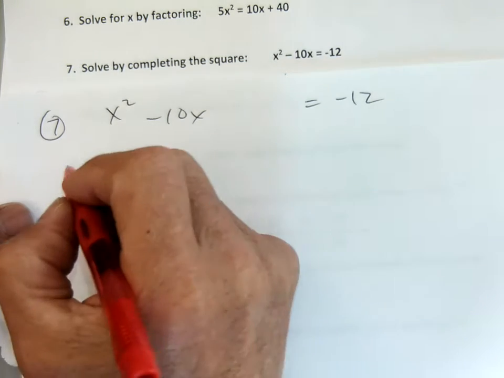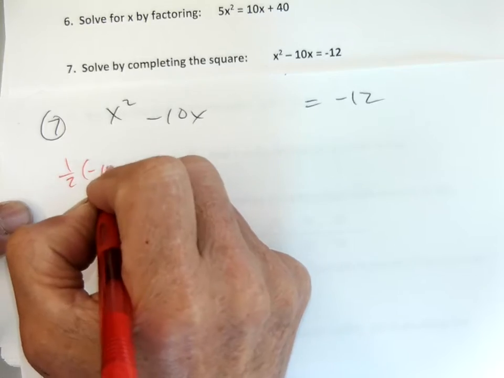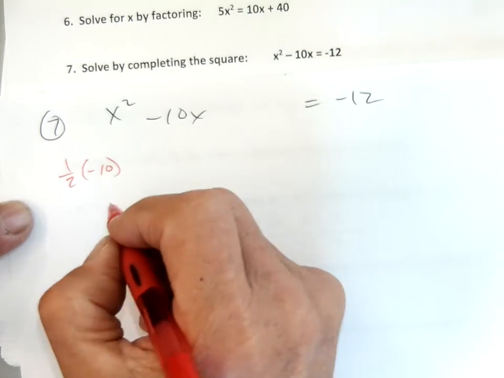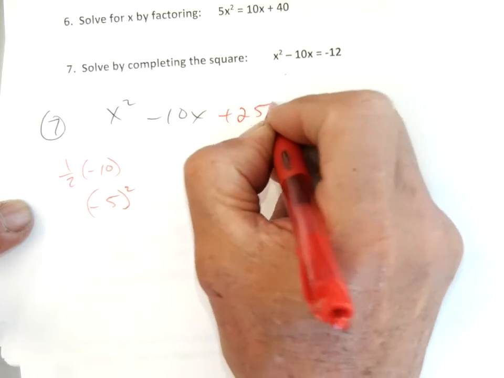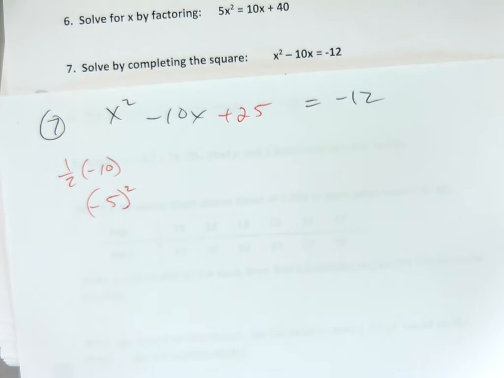So we're going to take half of negative 10, which is negative 5, and we're going to square that and get a positive 25, right? So step 1 was move c to the other side. Done. Step 2, divide out the value of a. There is no a. Done.